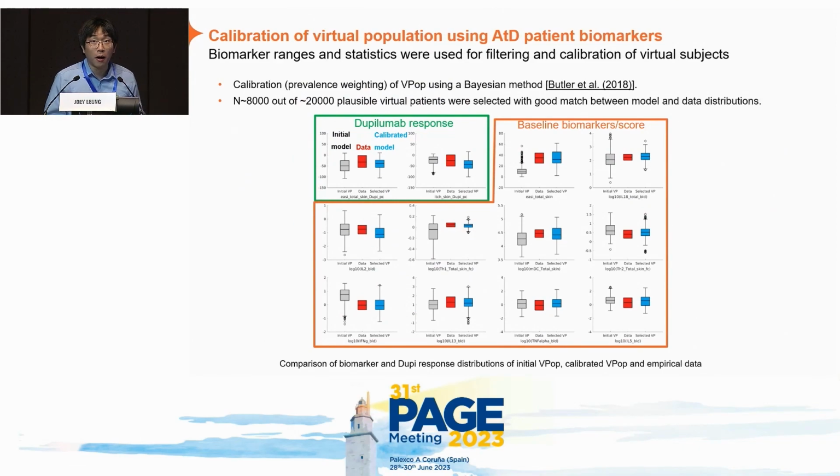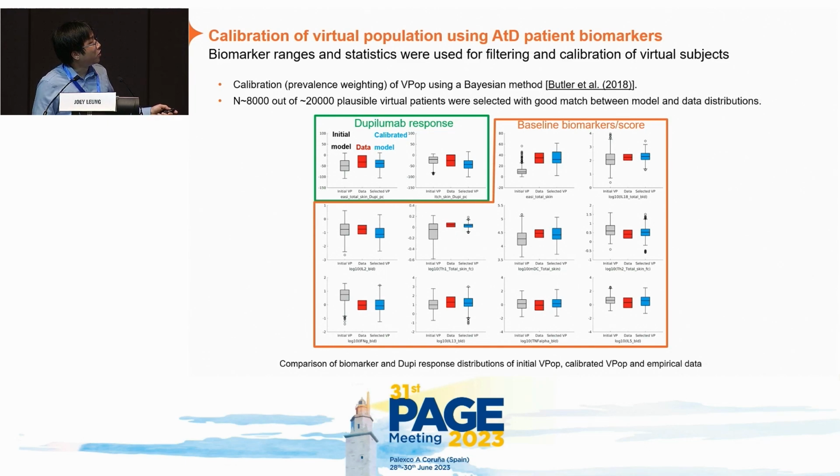So here I'm showing the results of the calibration. So the orange boxes are all the baseline biomarkers and clinical scores that we have used for the calibration, and the green part is clinical trial data from dupilumab. So for example, this one is the percentage reduction in EASI score and percentage reduction in itch.